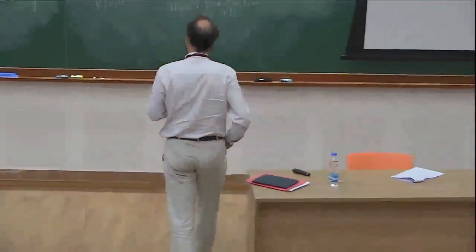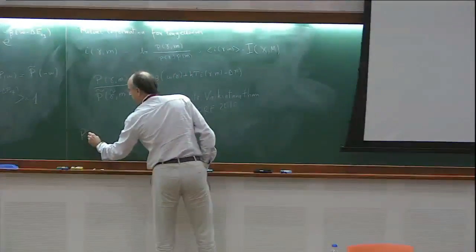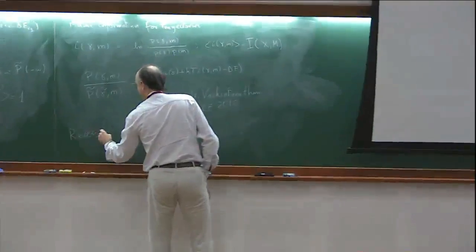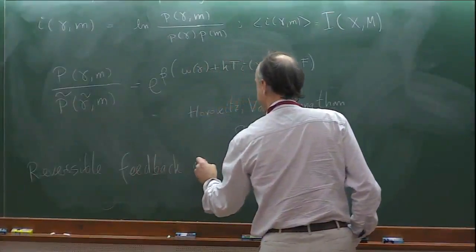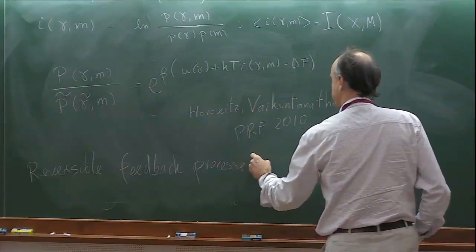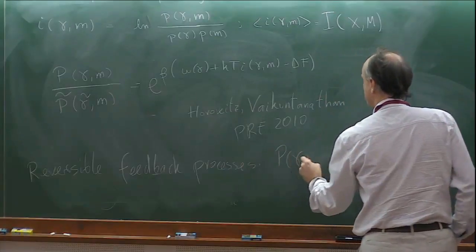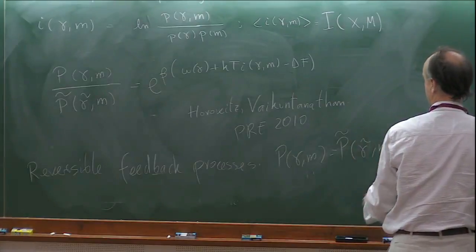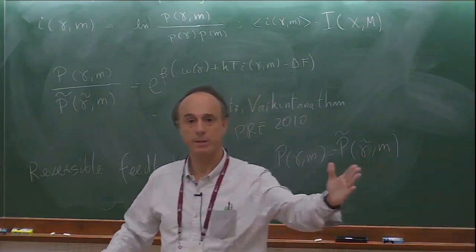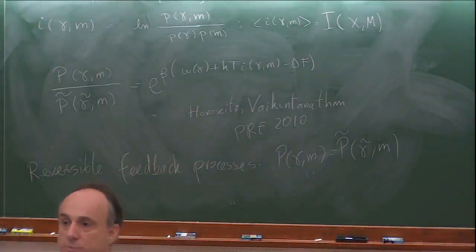So reversible feedback processes are when you have the same probability to observe a trajectory, a sequence of states in your process, but when you revert the process, you see the same movie. You see the same trajectory, but reversed in time. Okay?